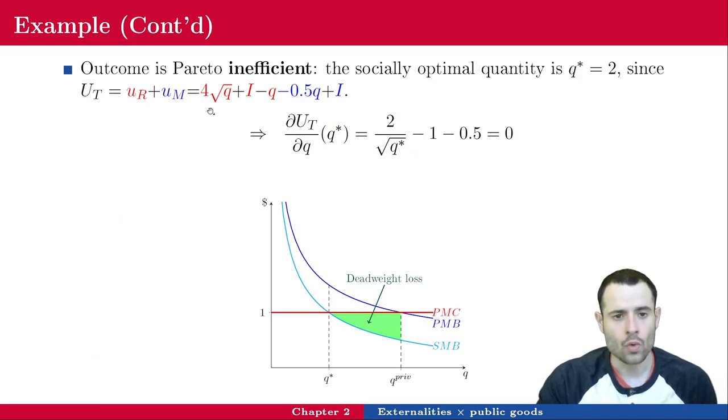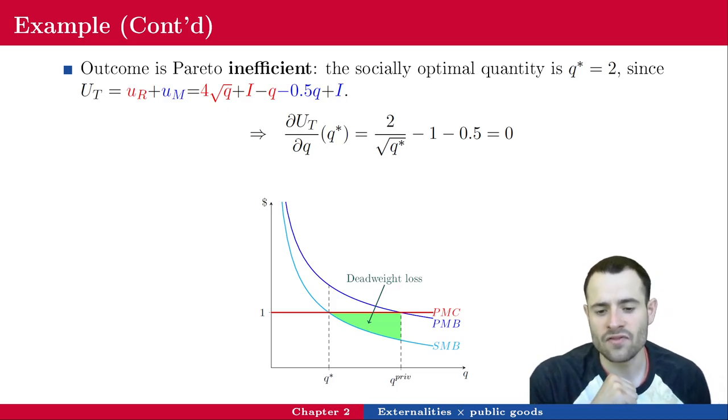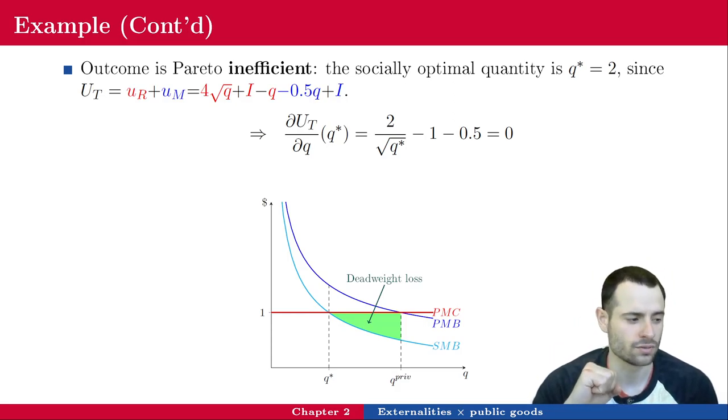So, Rick is consuming too many cigarettes. Instead of Qpriv, he should consume Q star, which is roughly equal to 2. So he should cut his cigarette consumption by 50% if he wants to maximize total surplus.